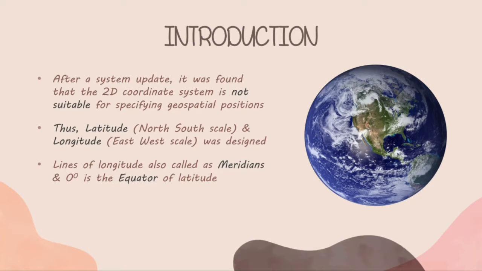geospatial positions. And it came out with latitude and longitude, where latitude is a north-south scale and longitude is an east-west scale. Other than that, lines of longitude are also called meridians, and 0 degrees of the latitude line is the equator. In our content, we will explain about the axis, longitude and meridian, and latitude and the equator.